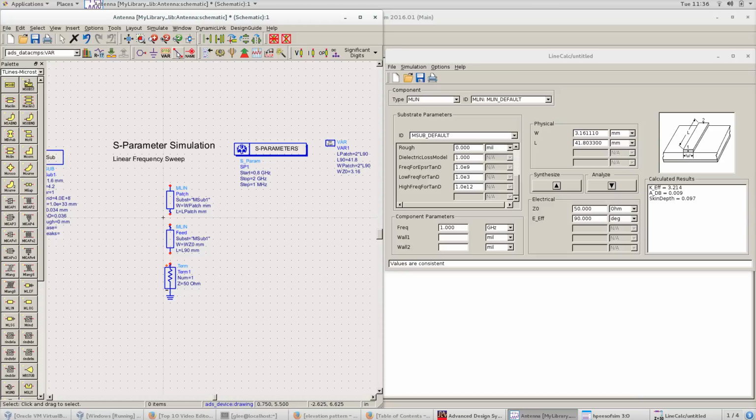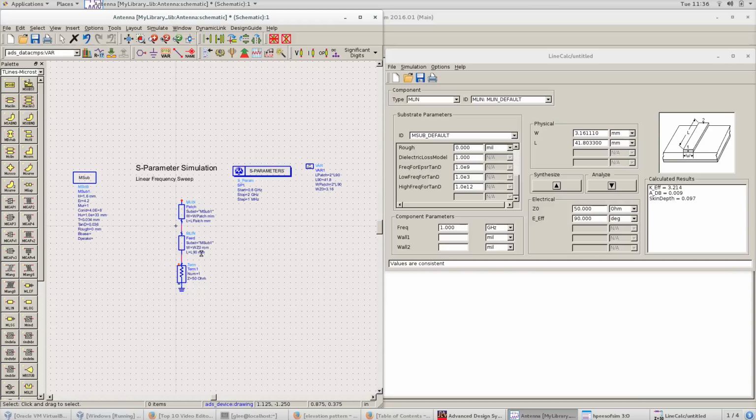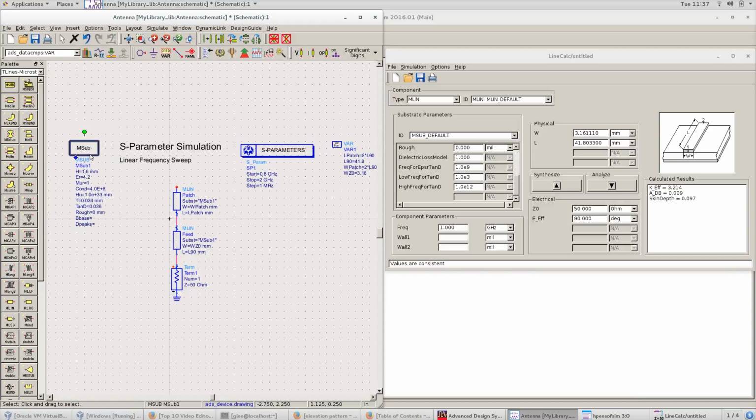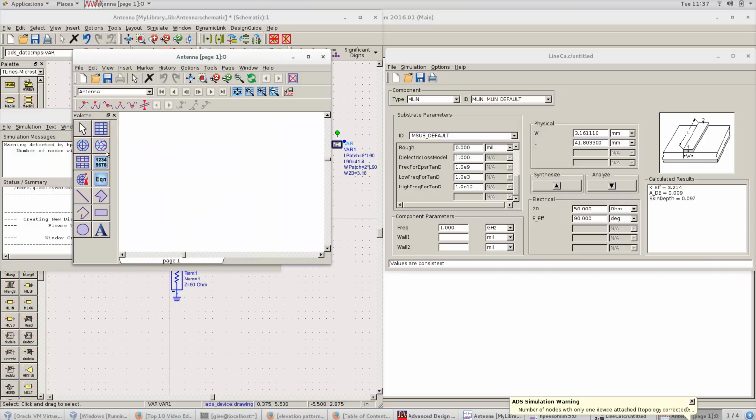So now I'm going to use this wiring tool and connect up my components. Alright, so now that I have my substrate definition, my S parameter controller, and my variable block set up, I have all of my model put together, and I'm going to go ahead and hit the simulate button.